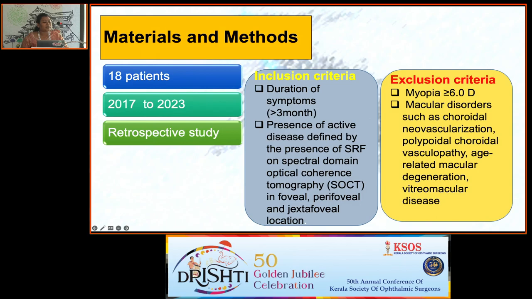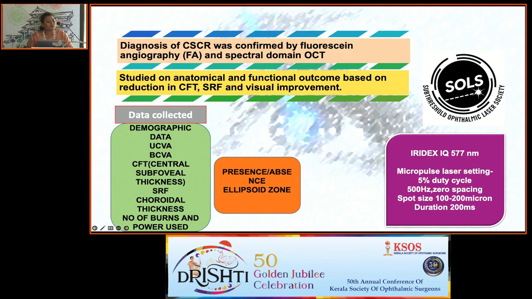Our inclusion criteria are duration of symptoms and the presence of SRF on SDOCT in foveal, perifoveal and juxtafoveal locations, and the exclusion criteria are myopia of more than 6 diopters and macular disorders. The diagnosis of CSCR was confirmed by fluorescein angiography and spectral domain OCT. We studied the anatomical and functional outcome based on the reduction of central subfoveal thickness, SRF and visual improvement. These are the data collected pre and post operatively.